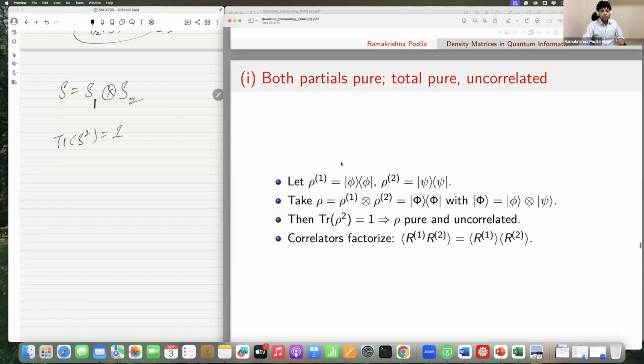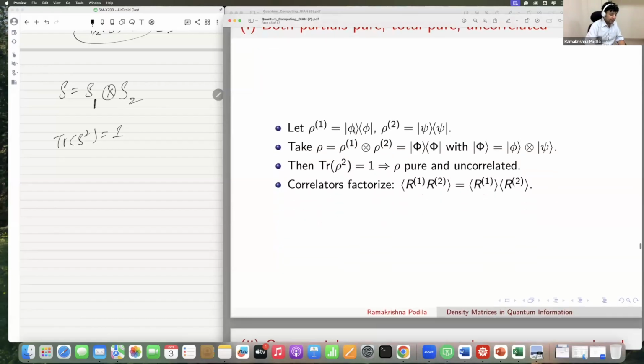Okay. So let's take pure states. Let's say rho 1 is related to some state phi, and rho 2 is related to some state psi. Then I can make a mixed system. You can show that the trace of rho squared would simply be one, because these two are independent. So my state would be separable.